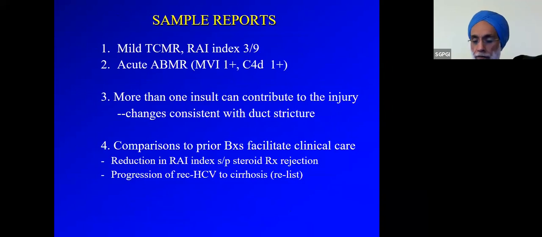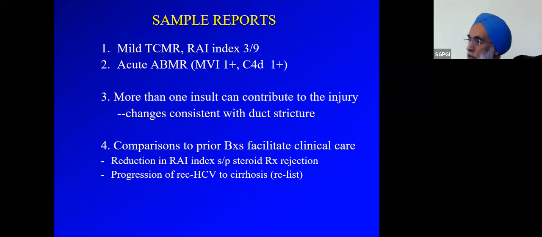Here's a sample report. For example, in a report, we might say mild T-cell mediated rejection, rejection activity index 3/9. If there's also an antibody rejection on top of it, we would say acute antibody rejection, microvascular inflammation score 1+, C4D score 1+. If there's more than one insult present, we will add it. For example, in the morning, I commented that somebody had a pathology report saying no evidence of rejection. Well, that's fine, but also see what evidence is there and what are you interpreting that evidence as.